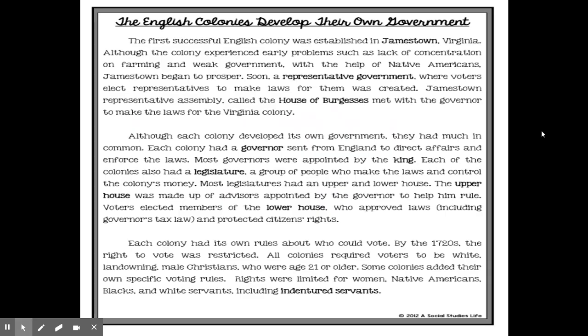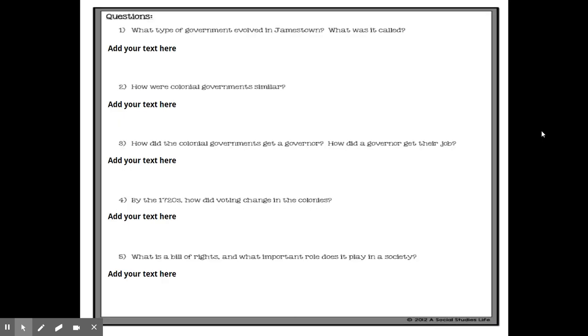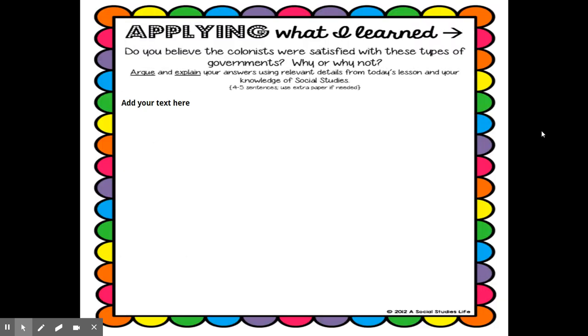So here's the text about the governments, and it's going to go into what a representative government is, what the House of Burgesses was, and it's also going to discuss the other documents that we talked about, which were the English Bill of Rights. And then for the Mayflower Compact, you'll have to refer back to that in your notes. Here you have some questions to help you understand the text a little bit better. And then once you've answered these questions, there's a writing prompt.